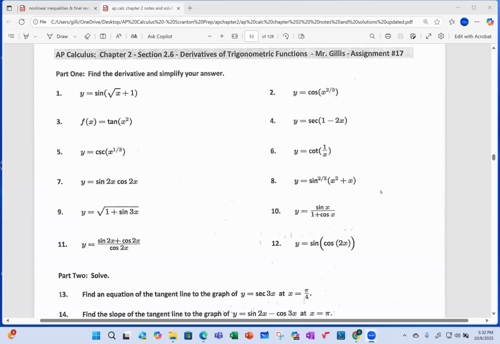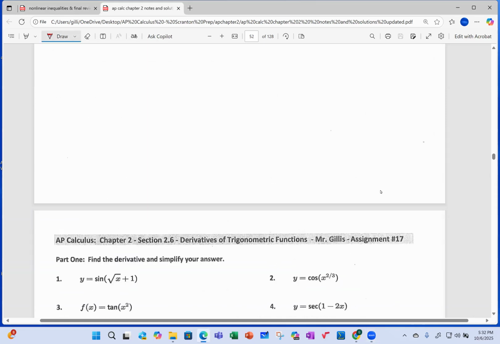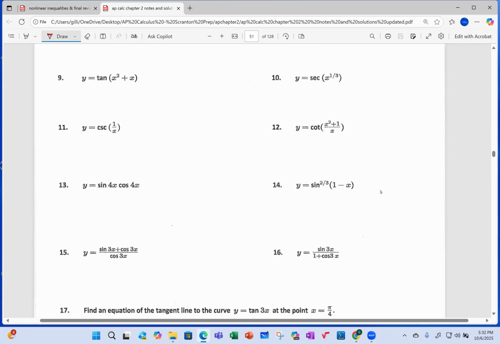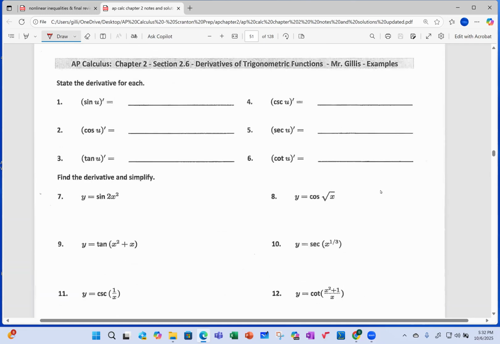Okay, so in this homework, I'm going to go over the solutions to derivatives with trigonometric functions. By now we have to know our list up here: the derivative of sine is cosine of u times u prime. The derivative of cosine is negative sine of u times u prime. The derivative of tangent is secant squared u times u prime.